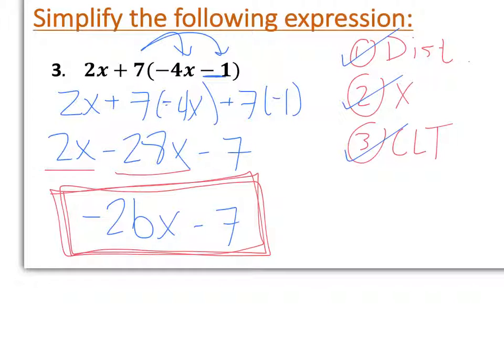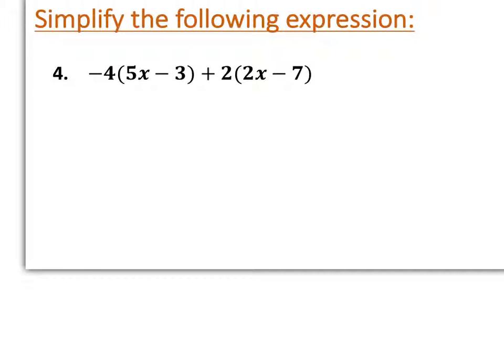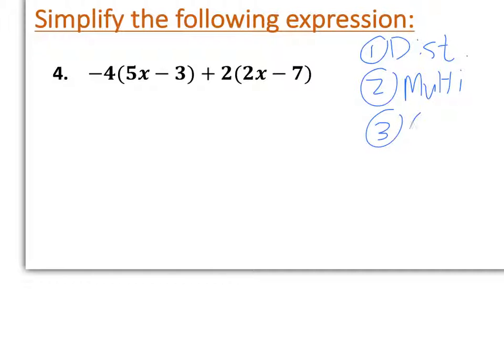The last little one I want to do for you, well, it's not little, it's actually the biggest. It's a double distributive property problem. So while you're writing that down, I'm going to write our steps. We're going to distribute. We're going to multiply. And we're going to combine like terms.